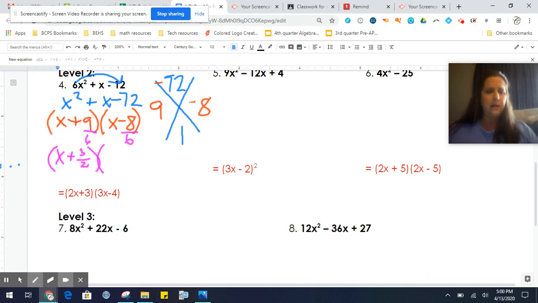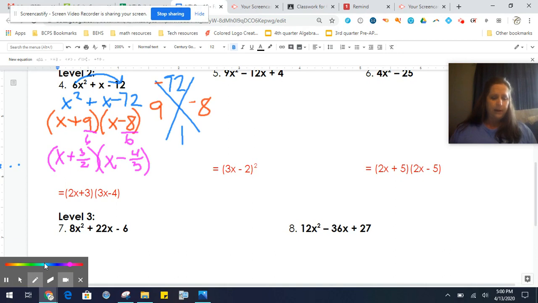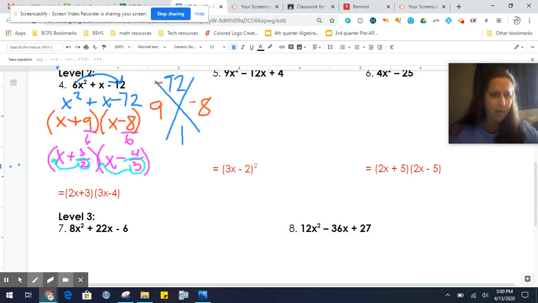And negative 8 over 6 reduces to negative 4 over 3. When I end that step and I notice that I still have fractions, I'm going to take those bottoms and move them up to the front of x. That's my last step, bottoms up.